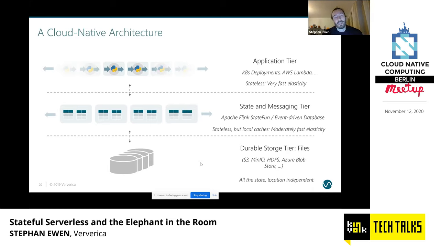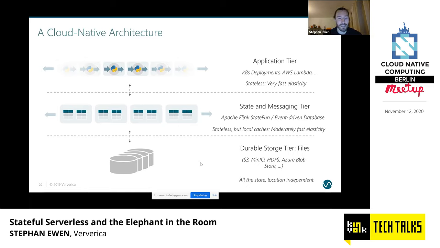So this gives us, I think, an interesting separation of concerns here. We have the stateless tier, which is stateless and very fast and elastic, and the state and messaging tier, which is still somehow stateless. Even if all containers die at the same time, you do not have data loss, but it needs a lot of local caching for performance. So it's moderately fast in its elasticity. You can scale it in and out, but you don't do it every second, the way Lambda would scale.